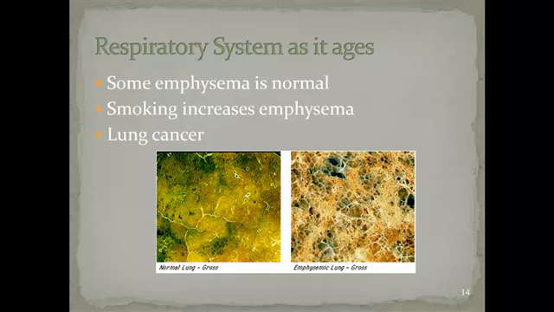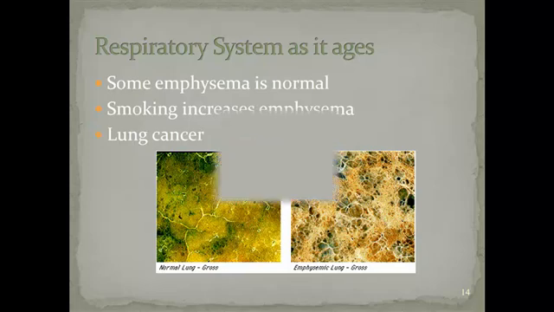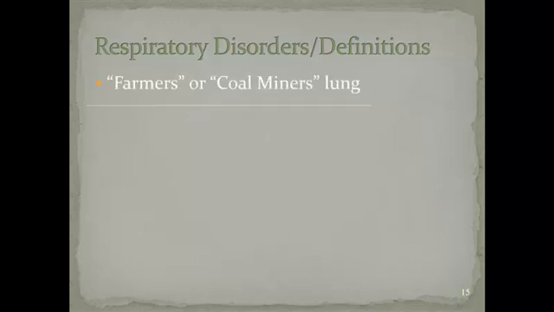As you age, some emphysema is normal. Obviously, as you get older, all tissues are going to repair less quickly. Lung cancer is quite deadly because it is often detected quite late, and so smoking will increase not only emphysema but your chances of lung cancer as well. Farmer's lung or coal miner's lung, and there's other names for them, bathroom tile layer's lung, for example, is when you're breathing in small particles, dust, mold, etc. After years and years and years, it can lead to lung problems.